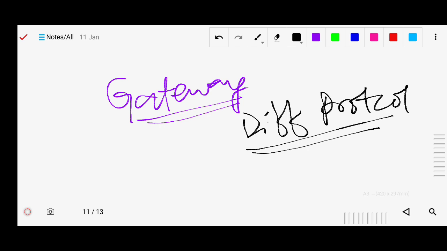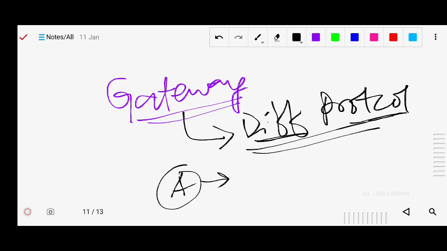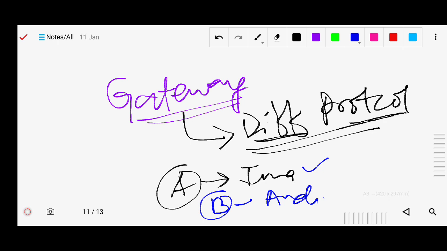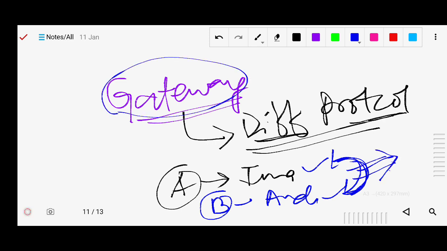But in the case of a gateway, you can understand two different protocols like this: system A is sending one file which is an image file, and system B is sending an audio file. The image has a different protocol, audio has a different protocol, and that has to be combined, that has to be given the entrance. So it is possible by the gateway only.